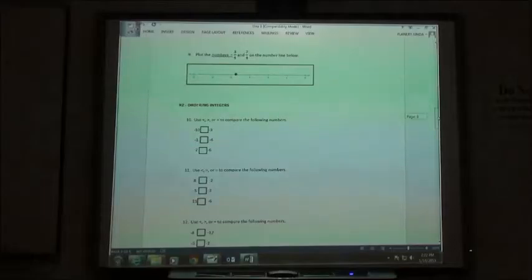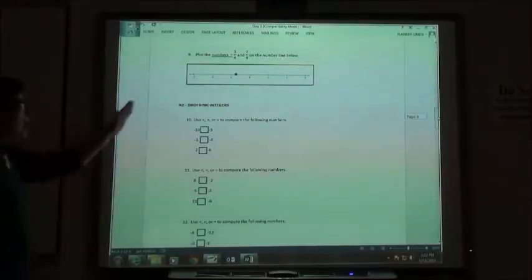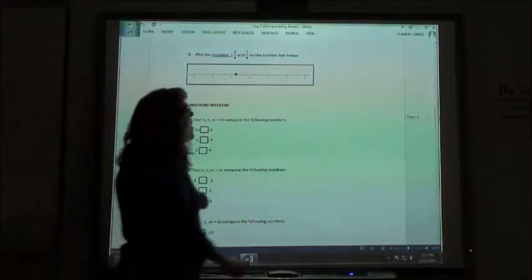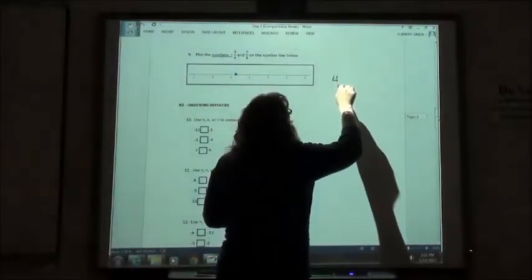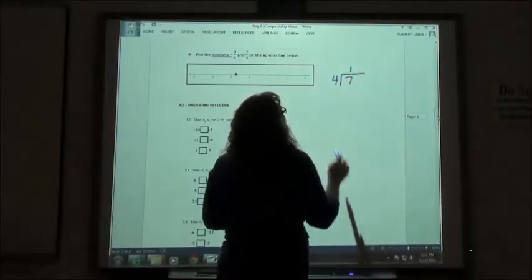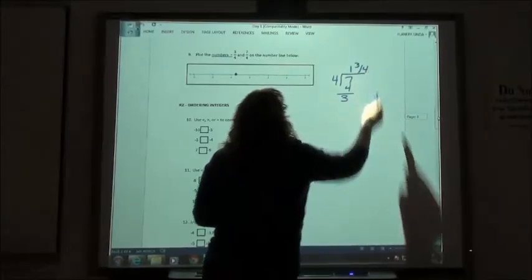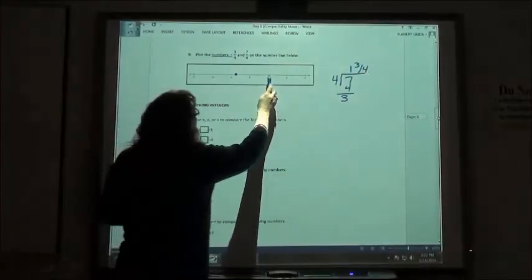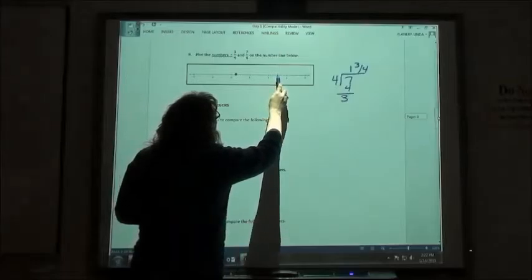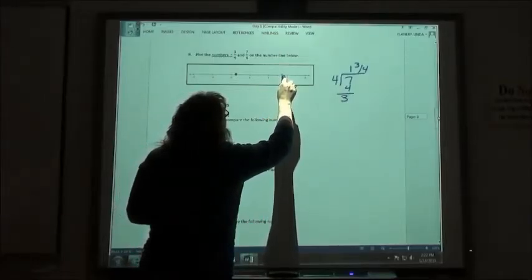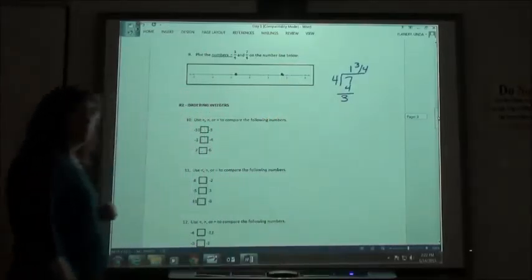On the 7/4, I could either start at 0 and count 7 lines over, or I could make my mixed number. 4 goes into 7 one whole time. I have 3 extra ones, so I want to do 1 and 3/4. So here's 1, 1/4, 2/4, 3/4, and so 1 and 3/4 is right before the 2.